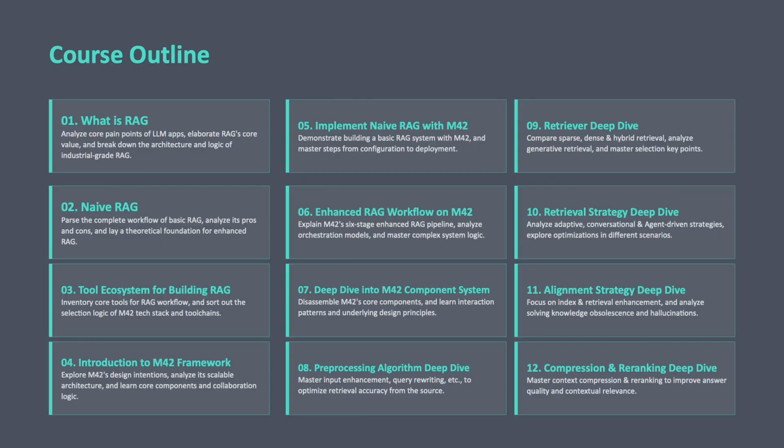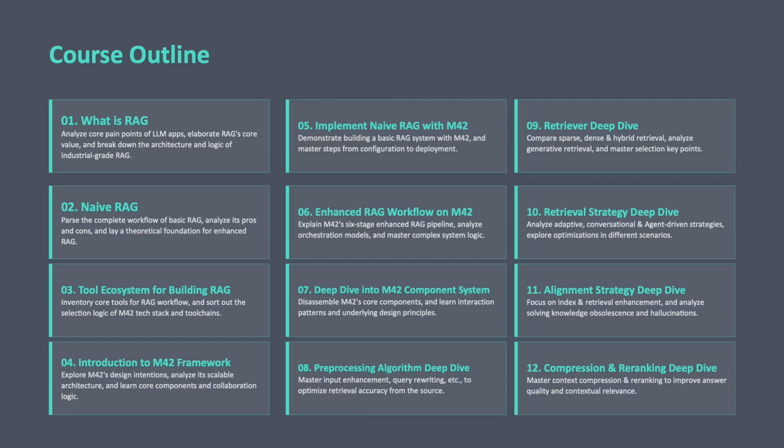Eighth, preprocessing algorithm deep dive. Master input text enhancement, query rewriting, and other front-end optimization techniques, so you can boost retrieval accuracy right at the data source stage. Ninth, Retriever deep dive will compare sparse retrieval, dense retrieval, and hybrid retrieval side by side, explore generative retrieval technology, and clarify key criteria for choosing the right retriever for different scenarios.